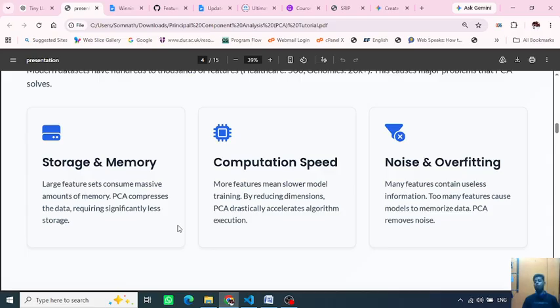Next is noise and overfitting. Many features contain useless information. Too many features cause the model to memorize the data, right? That's why PCA is important. It removes noise by removing duplicate, redundant values.